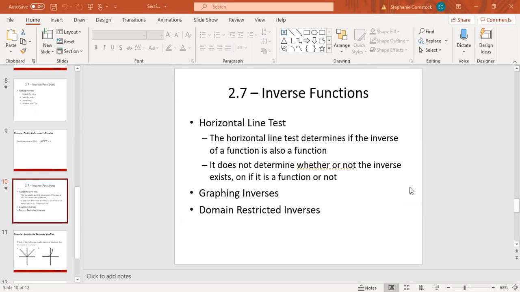Now, what this test does is decide whether or not the inverse of an equation is a function. Okay. Ideally, we like to have an original that is a function and an inverse that is also a function. We like functions to go with functions, but that doesn't always happen. So the horizontal line test is built to decide whether or not the inverse is a function.